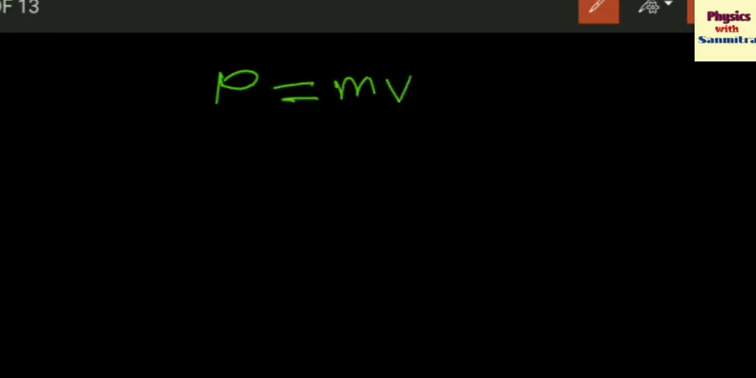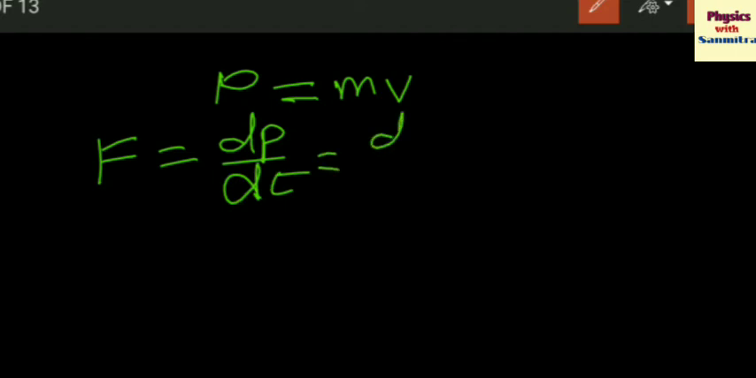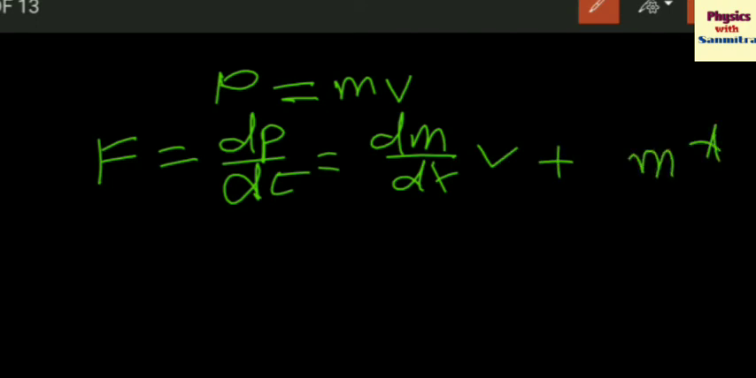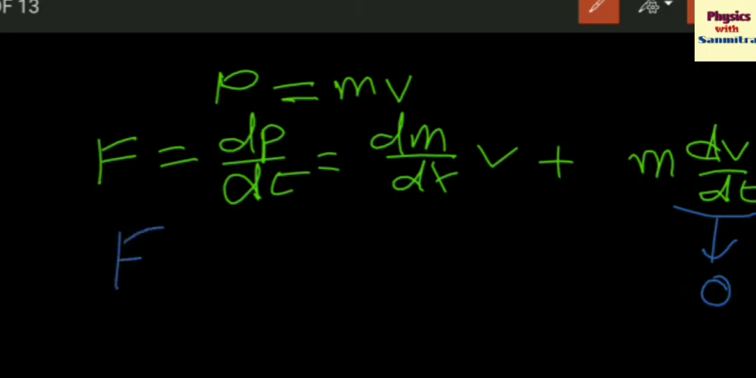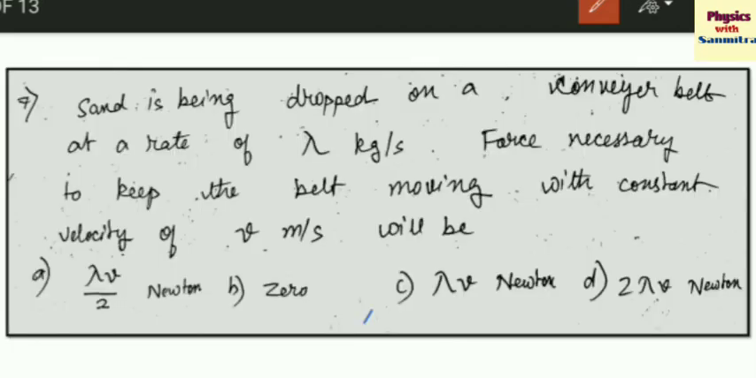m into v. Force is equal to dp by dt. That is dm by dt into v plus m into dv by dt. But they have told us that we are using constant velocity, so I will make this 0. So F will be dm by dt into v. What is dm by dt? Lambda. Lambda into v, Newton. So my correct option is option C.